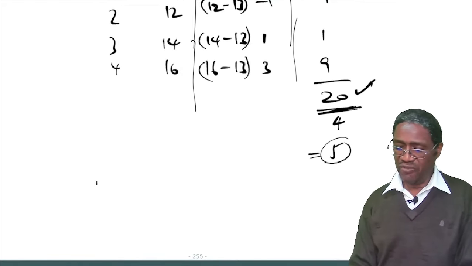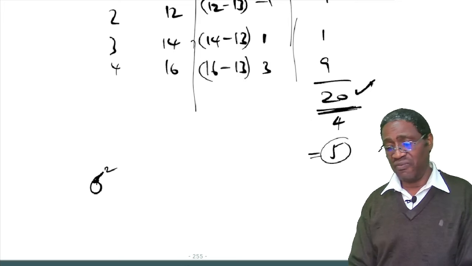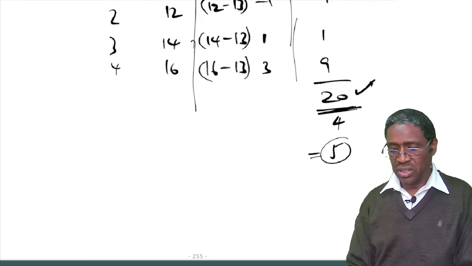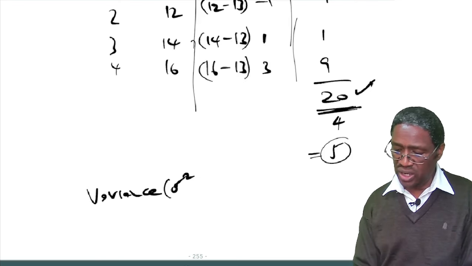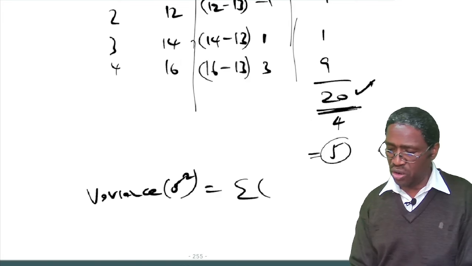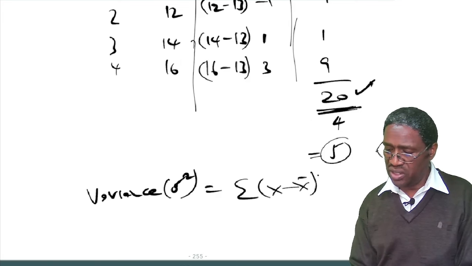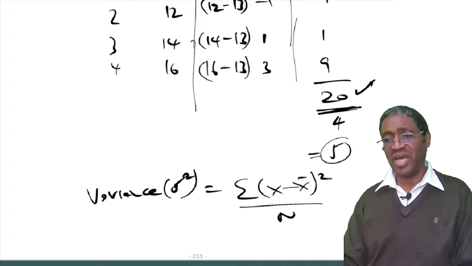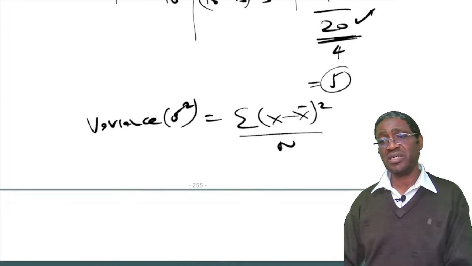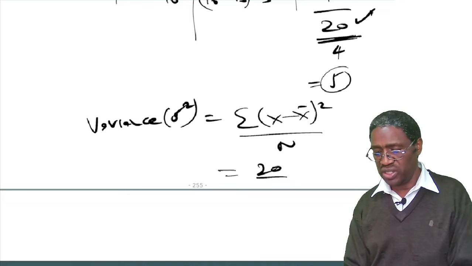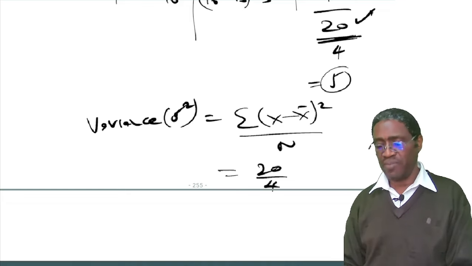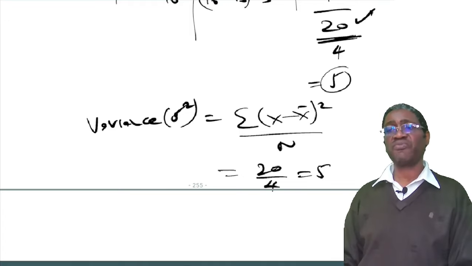It's like you're getting the mean of the squared deviations. Therefore, the variance, theta squared, is given by the summation of x minus x bar, everything squared, divided by n. We have said our sum of the squared deviations is 20. I divide that by 4, that gives me a variance of 5.